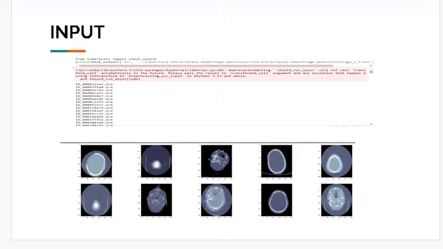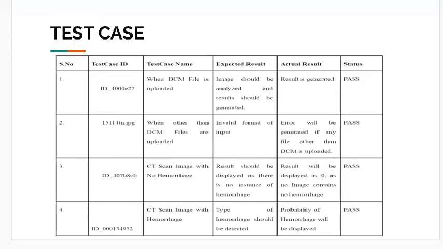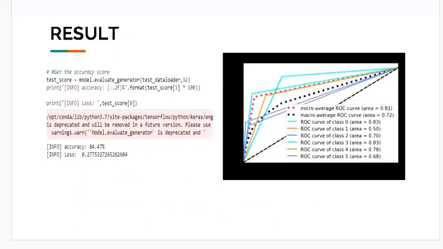Input. In this input we can take from the dataset. Based on the input, we use the test cases: test case ID, test case name, expected result, actual result and status. Results. Based on the input and the test results, it will give the result. Accuracy of the test is 84.47%, loss 0.27.